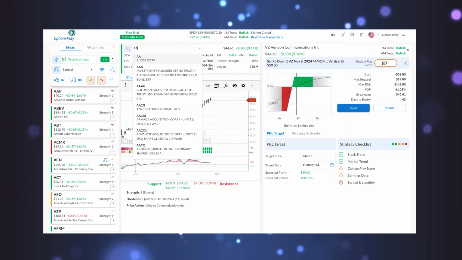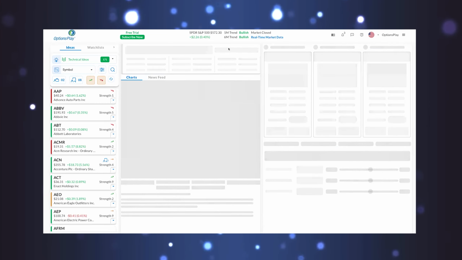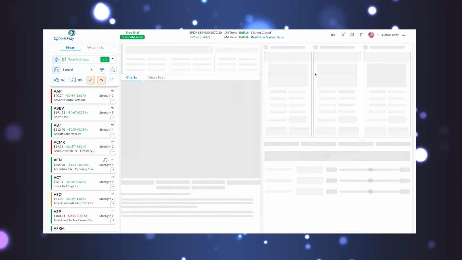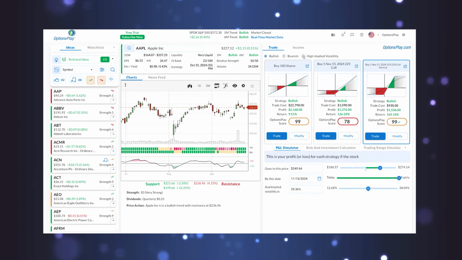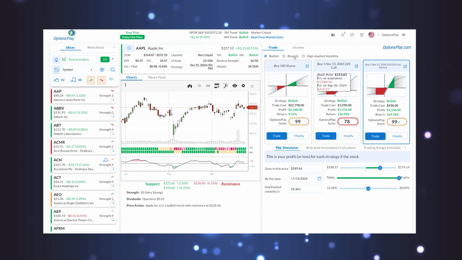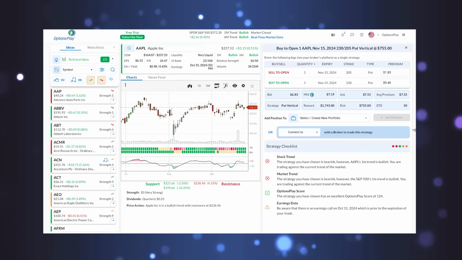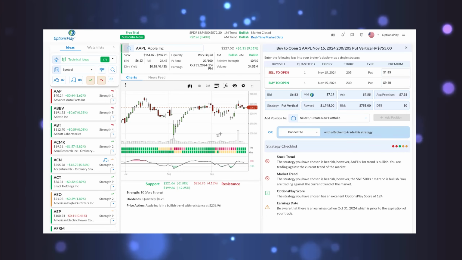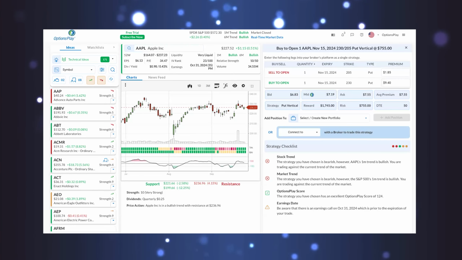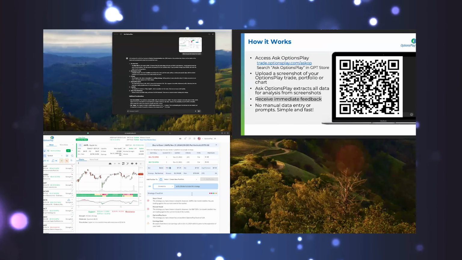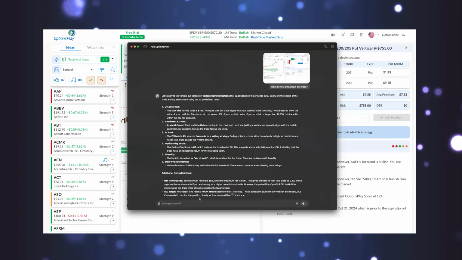So let's say maybe you're looking at Apple, and let's say you want to take a bearish trade on Apple. You can simply take a look at this. Maybe you're saying, okay, let me look at a bearish trade. Maybe I want to buy this put spread. You can basically take a screenshot of this put spread and ask ChatGPT, what do you think about this trade?